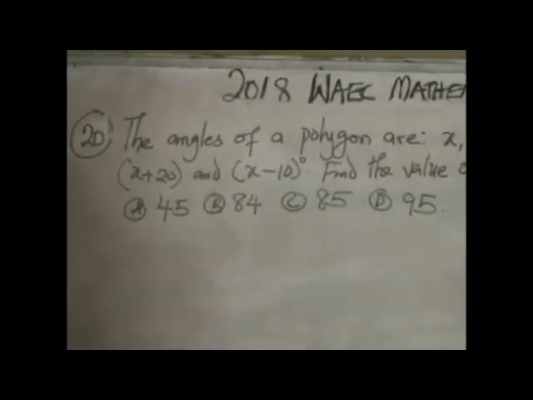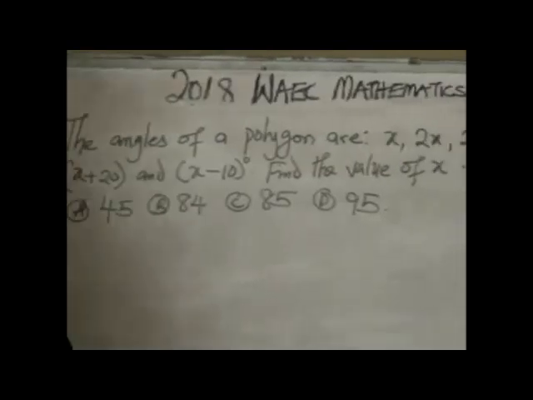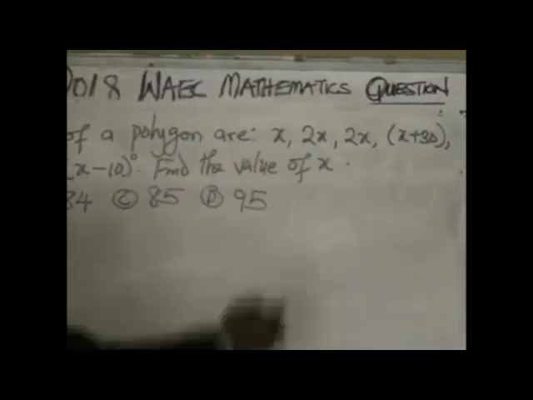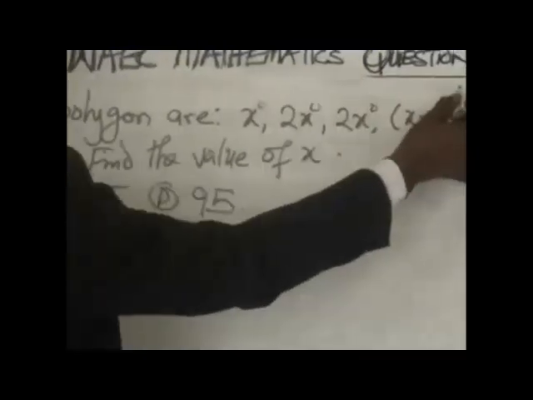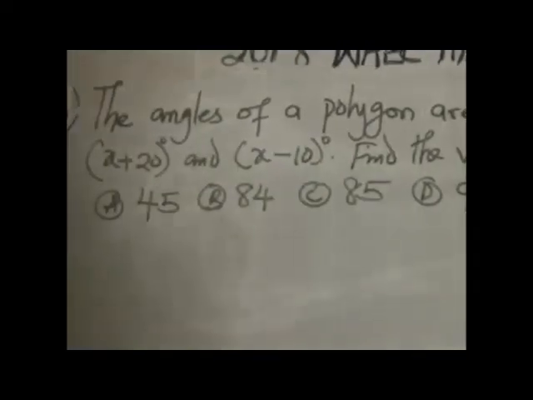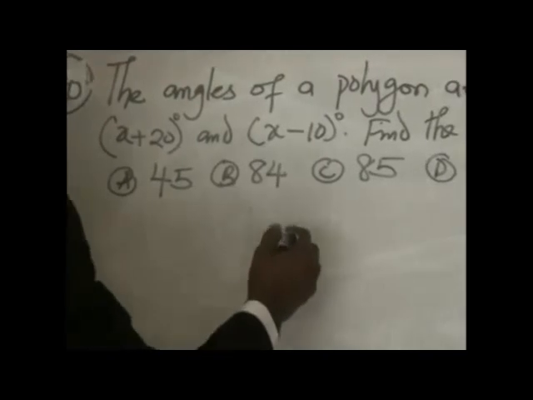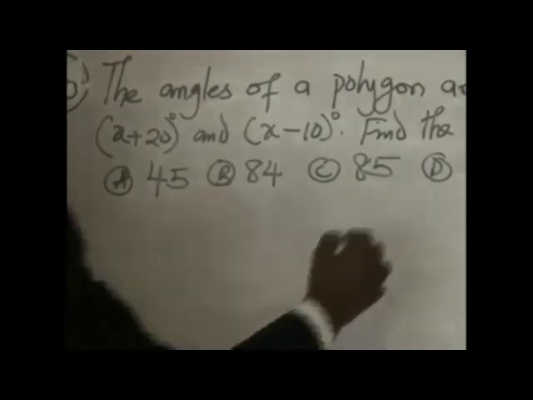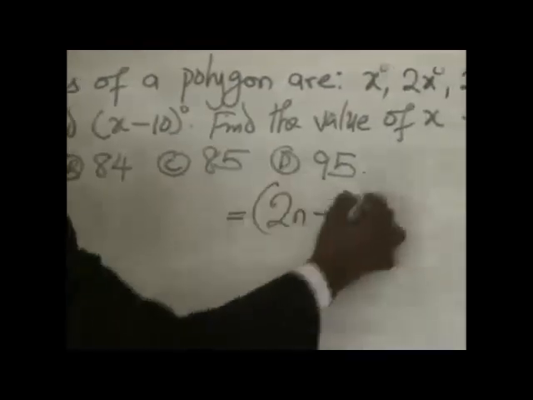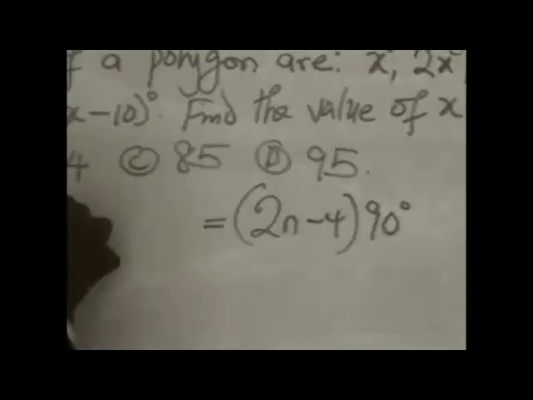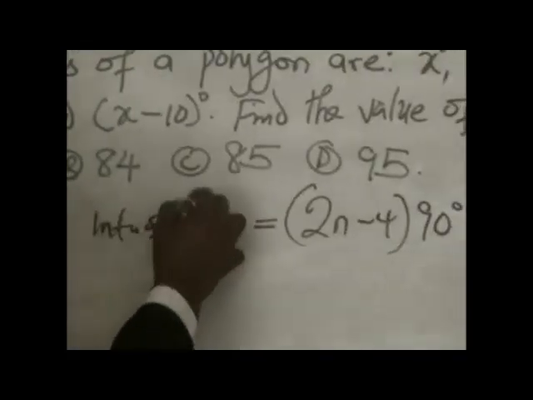The question states the angles of a polygon are x degrees, 2x degrees, 2x degrees, x plus 30 degrees, x plus 20 degrees, and x minus 10 degrees. We are asked to find the value of x. Now, you should know that the sum of the interior angles of a polygon has the formula (2n minus 4) times 90 degrees.